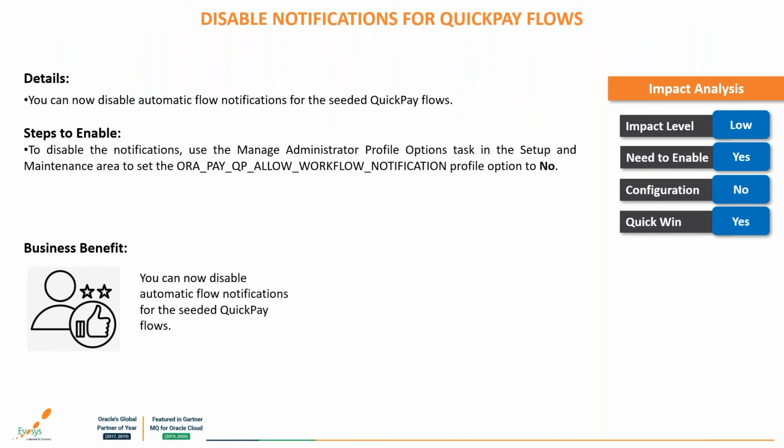The next feature we have is disable notifications for quick pay flows. This is really one of the most awaited features. The payroll admins sit through the entire month running quick pays, ensuring that the calculations and payments made to the employees are accurate, and every time receive an email notification from Oracle. So post 22A, we have the option to disable these notifications and not receive them every time we run a quick pay. And the profile option for this is the Aura Pay QP allow workflow notification.